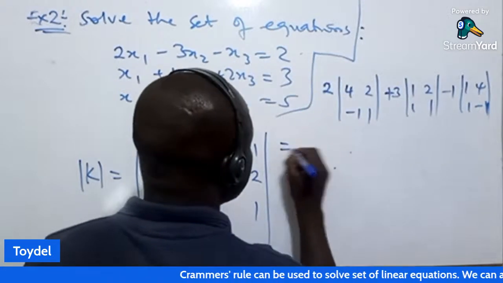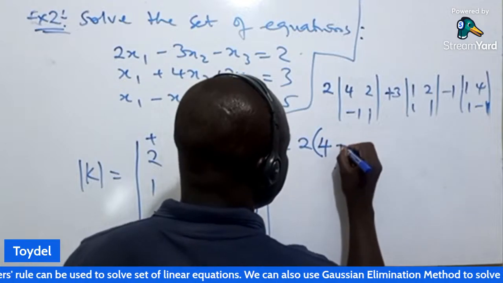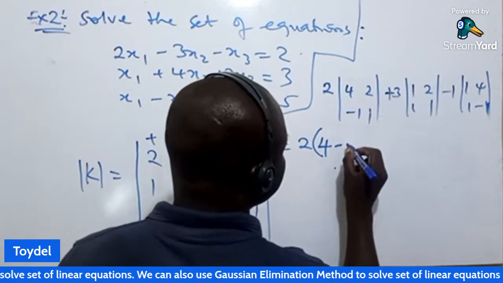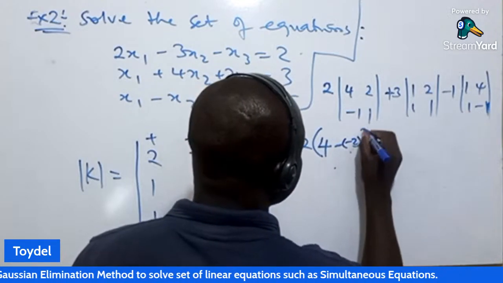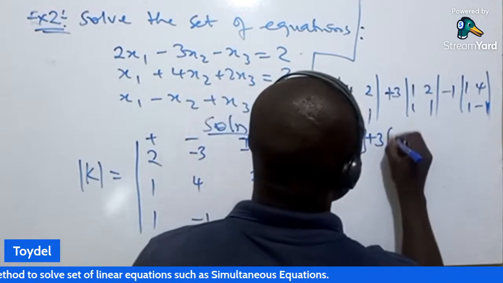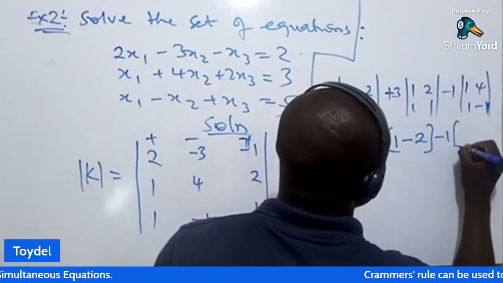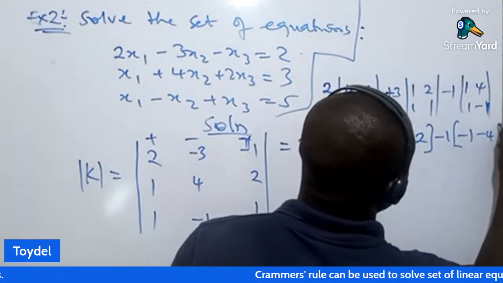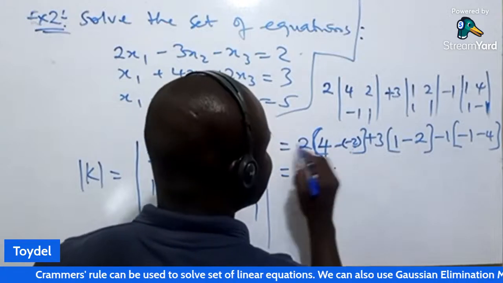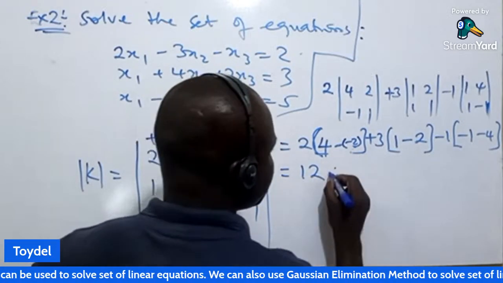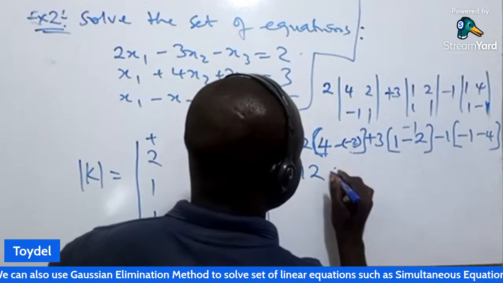So at this point now, I can get the determinant. This will be 2 into bracket 4 times 1, that is 4, minus 2 times -1, that's -2. Then I have +3 into bracket 1 times 1, 1, minus 1 times 2, 2. Then -1 into bracket -1 minus 4. So from here, minus times minus is plus, 4 plus 2 is 6. 6 times 2, 12. I will have 12 plus 1 minus 2, that's -1. 3 times -1, that's -3.